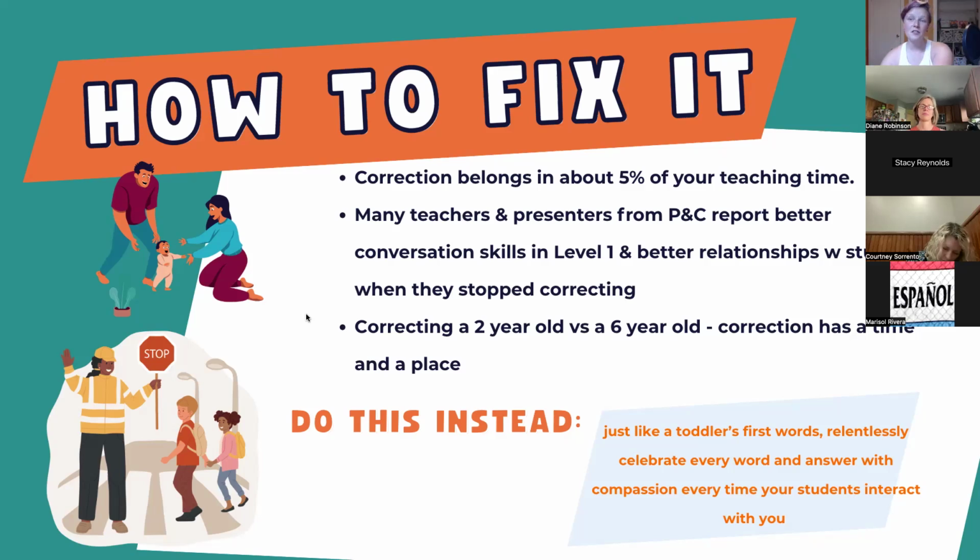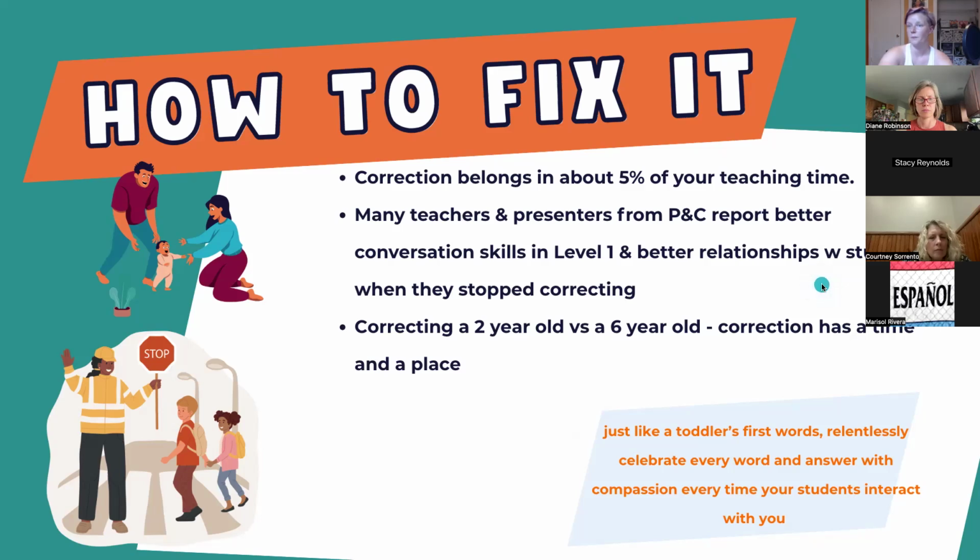If you have level 4s and level 5s who are still having issues with simple spelling and things like that, and it's getting in the way of them actually communicating an idea appropriately, then yeah, correct them all you want. But think of it in this way. Just like a toddler's first words, relentlessly celebrate every word and every opportunity that your students have to interact with you instead of correcting them. Answer with compassion every time that your students interact with you and every time that they respond to something. You will get so much more interaction when you leave the correction behind or you let it wait till when it's appropriate to do so.